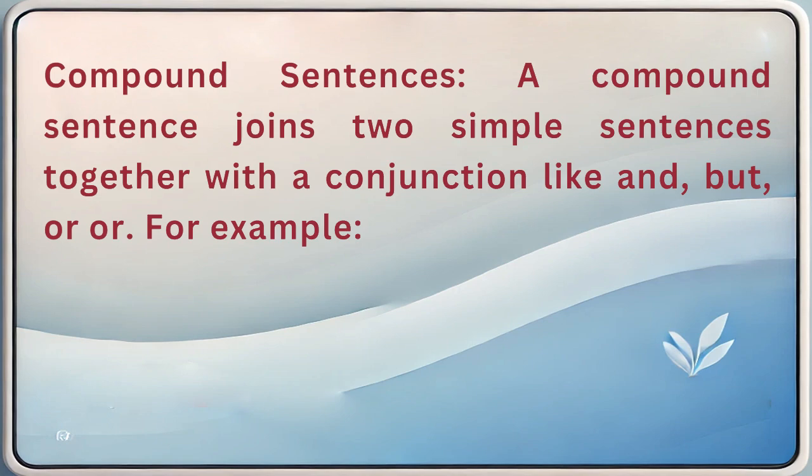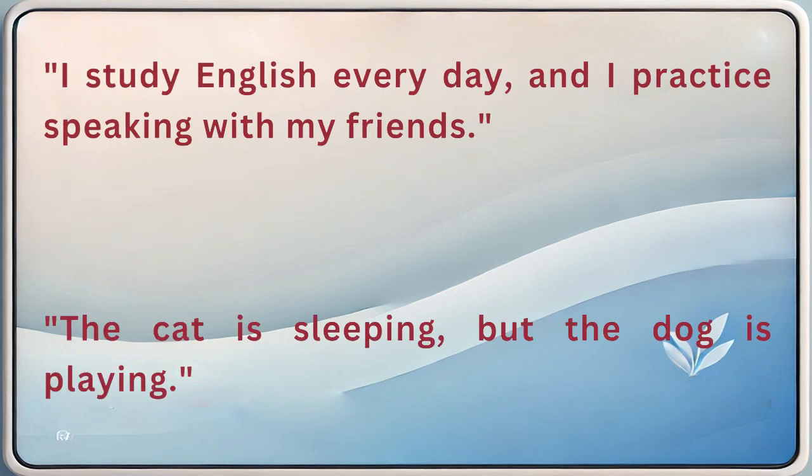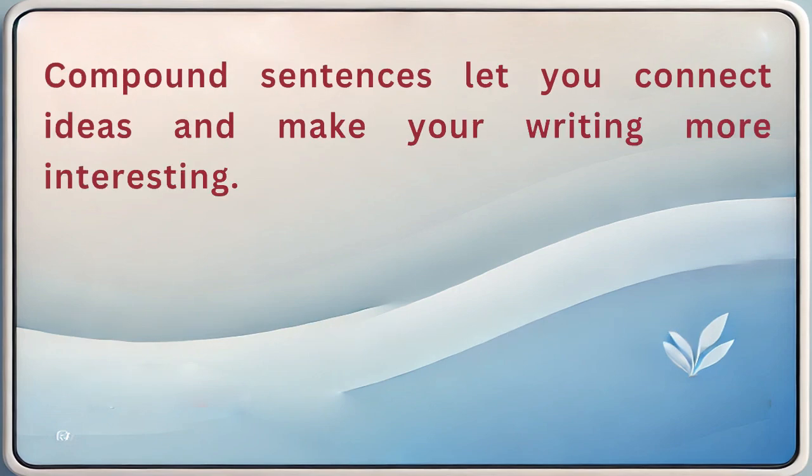Compound sentences. A compound sentence joins two simple sentences together with a conjunction like and, but, or. For example, I study English every day and I practice speaking with my friends. The cat is sleeping, but the dog is playing. Compound sentences let you connect ideas and make your writing more interesting.